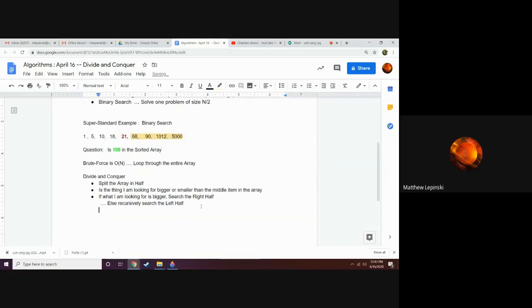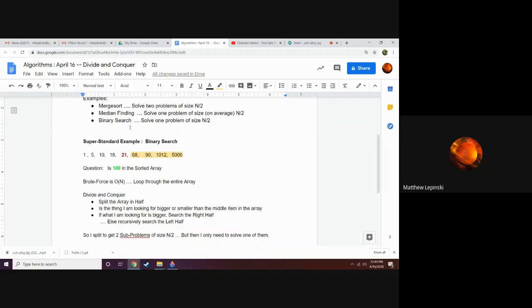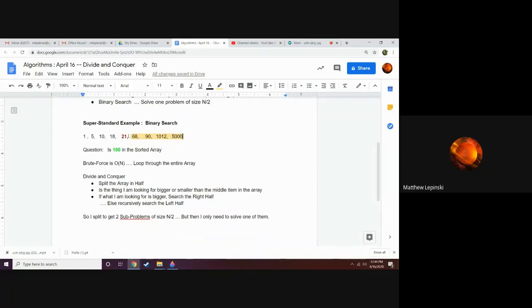So I split to get 2 subproblems of size n over 2, but then I only need to solve one of them. For the particular case of binary search, I break the problem into a left side problem and a right side problem, and then I only solve one of the 2 problems. This was the same case when we looked at median finding earlier in the term. Median finding was a bit more complicated, but the idea was the same: you break it apart into two subproblems, and you only solve one of them.